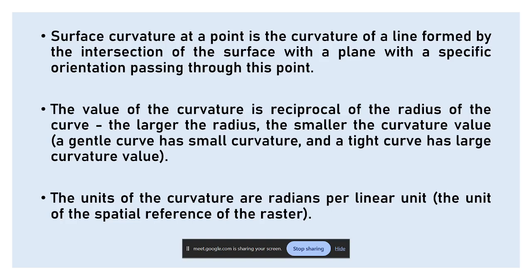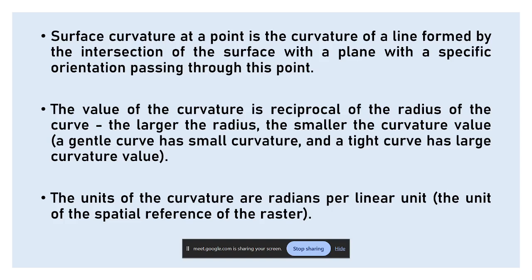Surface curvature at a point is the curvature of a line. Now we are talking about surface curvature. Okay. Surface area we had talked about. Now surface curvature we are talking about. So surface curvature at a point is the curvature of a line formed by the intersection of the surface with a plane with a specific orientation passing through this point.